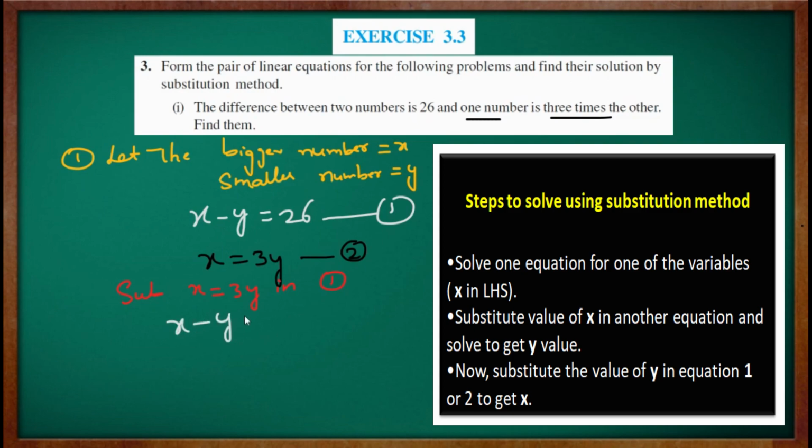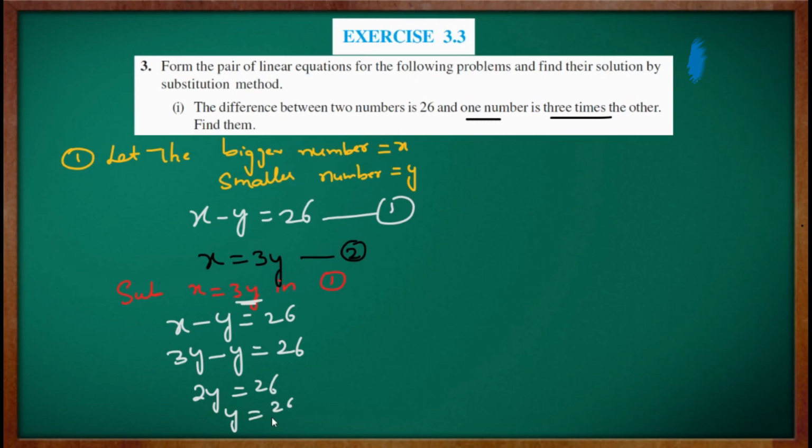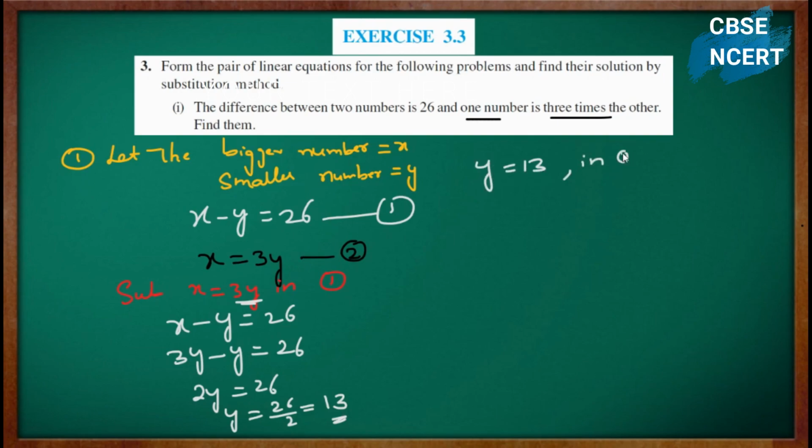So the first equation is x minus y is equal to 26. The x value I know, which is 3y, and taking the other terms as they are, 3y minus 1y is 2y is equal to 26. y is equal to 26 divided by 2, which is 13. So I got the y value as 13. Now I am going to replace this y value in the first equation or second equation. So now I am going to replace y is equal to 13 in the second equation.